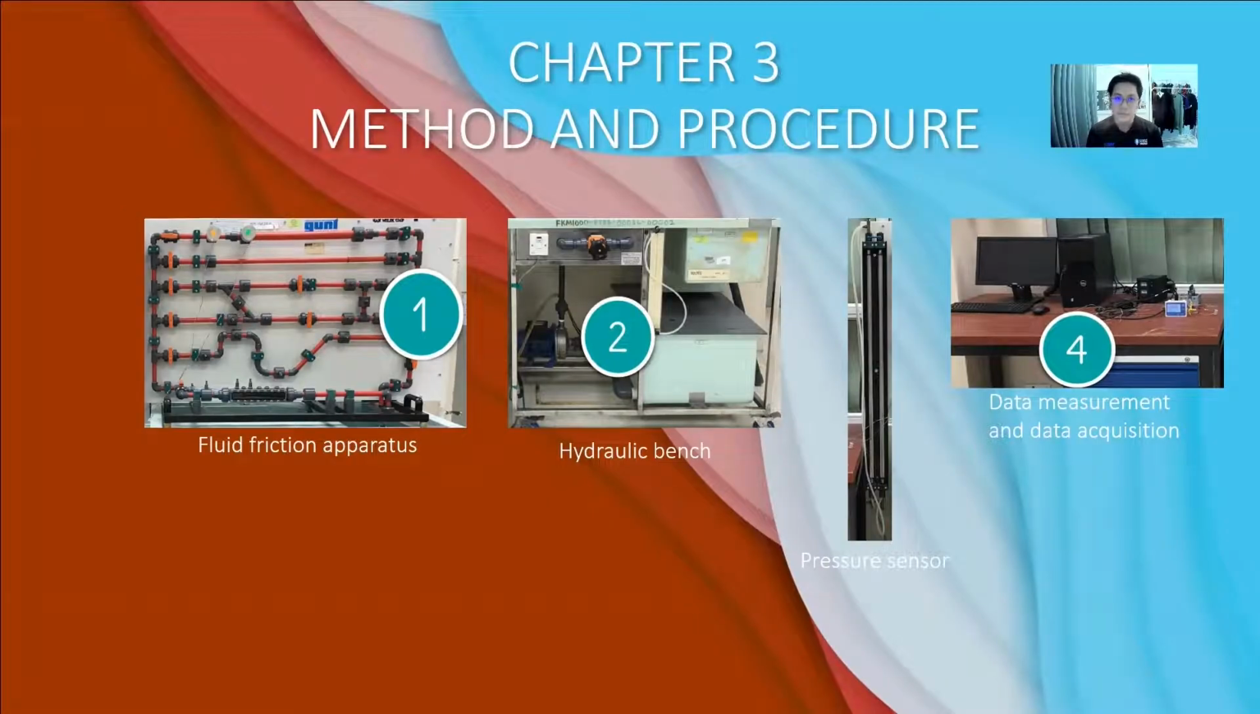Okay, let's proceed to chapter 3, method and procedure. So this is the apparatus. Number 1 is fluid friction apparatus. Number 2 is hydraulic bench, as shown. Number 3 is pressure sensor. And number 4 is data measurement and data acquisition.